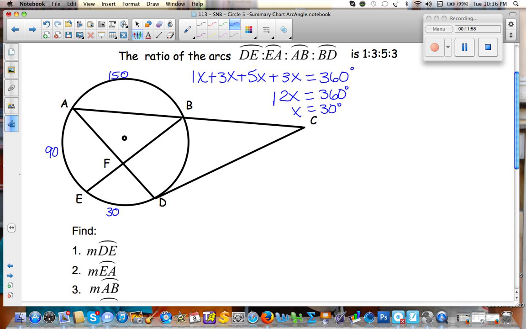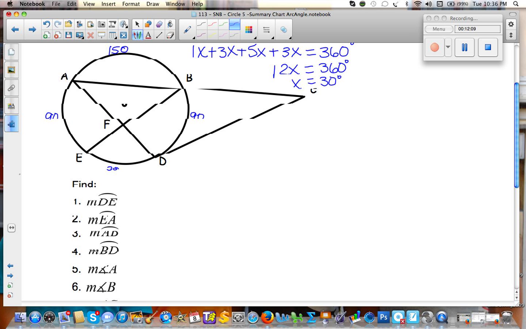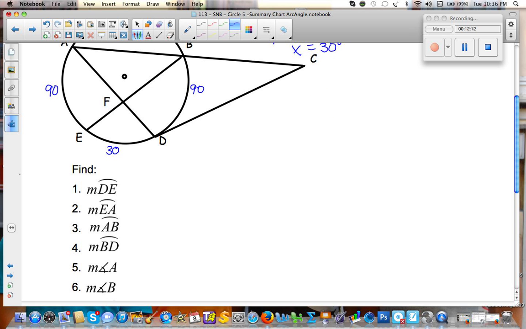So now we have all the arcs of our circle taken care of, and now we can go further down and answer the questions. So first it says find arc DE. Well, we've done that already. We figured that out to be 30 degrees. Next, we need to find the measure of arc EA. We've done that as well. That's 90 degrees. Then we're on to arc AB. I need to slide up here a little bit. Arc AB we said was 150 degrees.